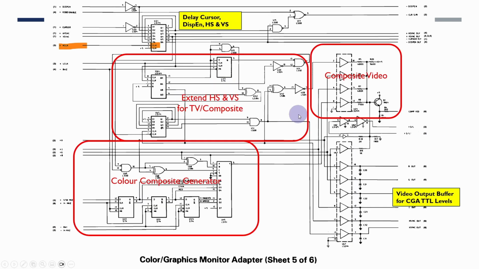Then sheet 5, a lot of this is related to producing the color composite generator. So this is producing the chroma signal needed to drive the composite output. And there are also various circuits here to do with modifying the horizontal sync and vertical sync signals so that they're more TV compatible. Now again, we don't need to worry about that because we're producing VGA compatible outputs. We don't really need to worry about the manipulation of that to allow the composite color to work properly. So this will simplify it a bit.